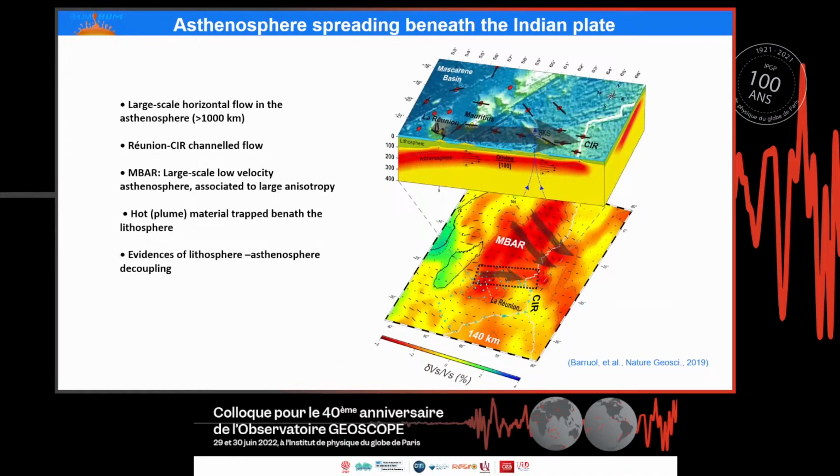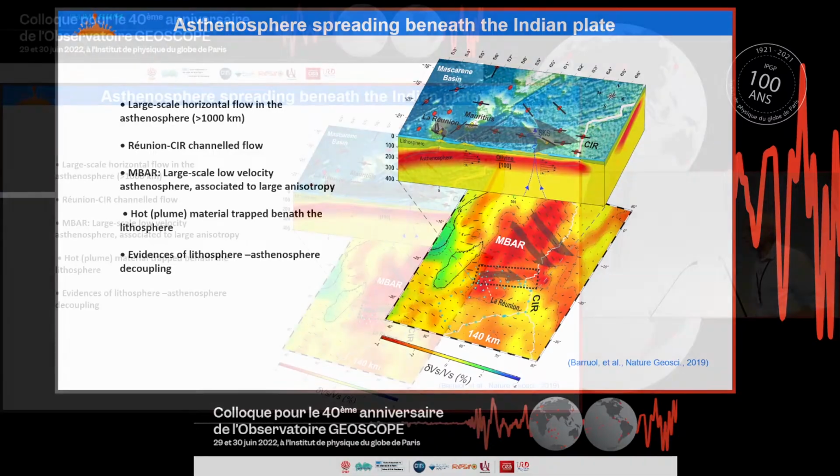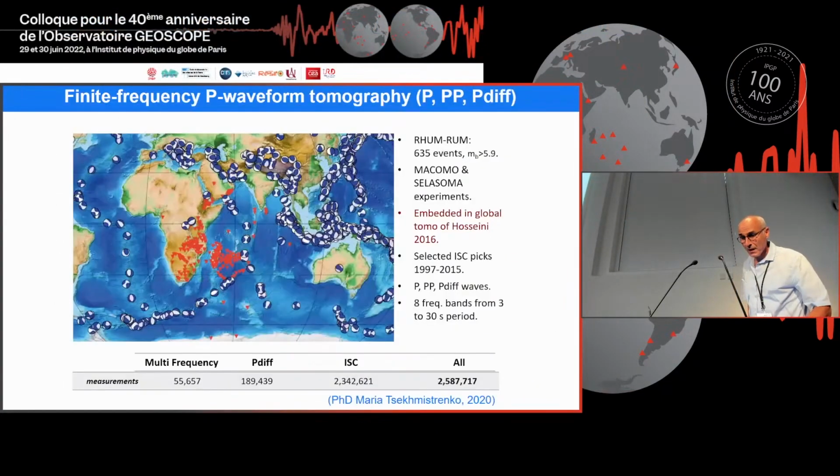So in summary, we observe this large-scale horizontal flow in the asthenosphere along the Réunion-Central Indian Ridge channel over more than 1,000 kilometers. And this large low velocity structure beneath the Mascarene Basin is associated with large anisotropy, which suggests that hot plume material could be trapped beneath the lithosphere. And we also evidence this strong lithosphere-asthenosphere decoupling in this area.